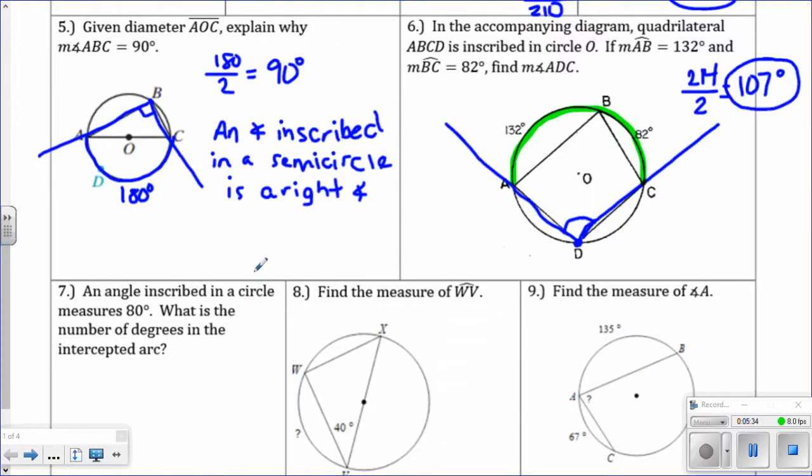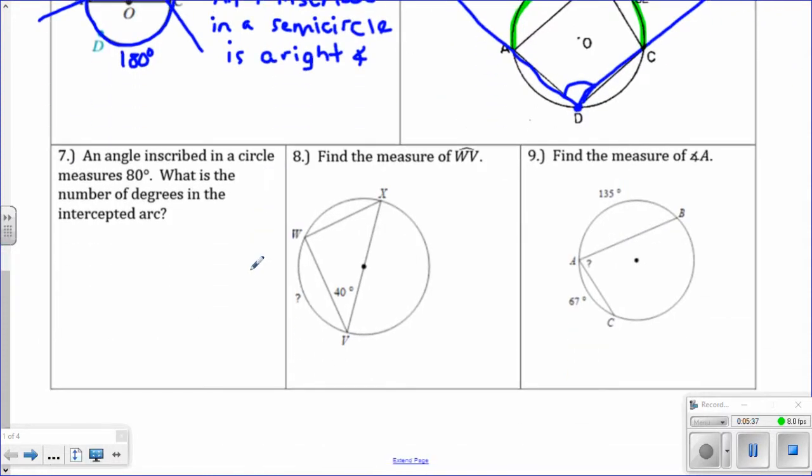Number 7, we have to actually draw the diagram ourselves. It says we have an angle inscribed in a circle that's 80 degrees. What is the number of degrees in the intercepted arc? So we're going to draw an inscribed angle. Put a vertex wherever you want on the circle, and we're just going to extend out to form two chords. And it says the angle is 80 degrees. What is the degree measure of the intercepted arc? Well, an inscribed angle is half of the intercepted arc, so the arc would be 160 degrees. Really, we have to end up doubling it.